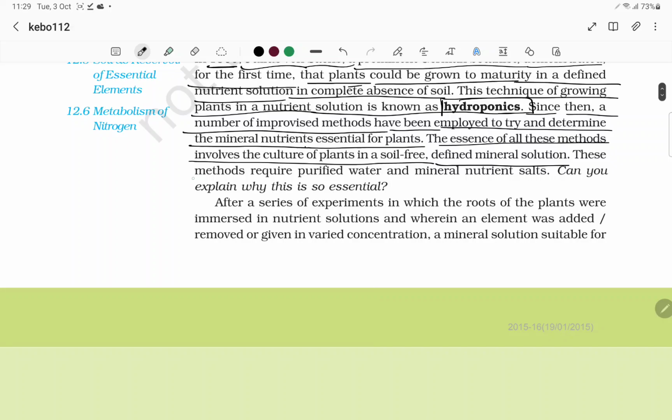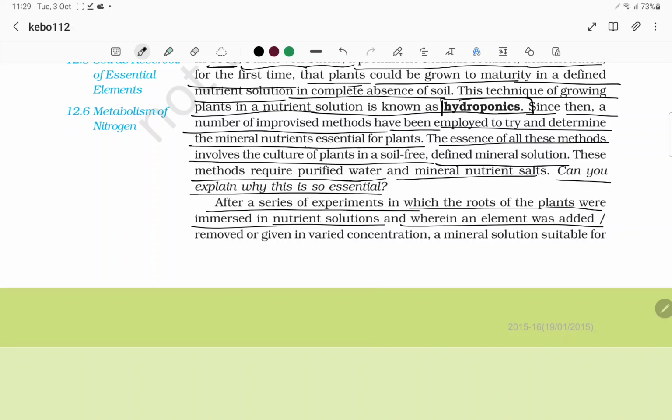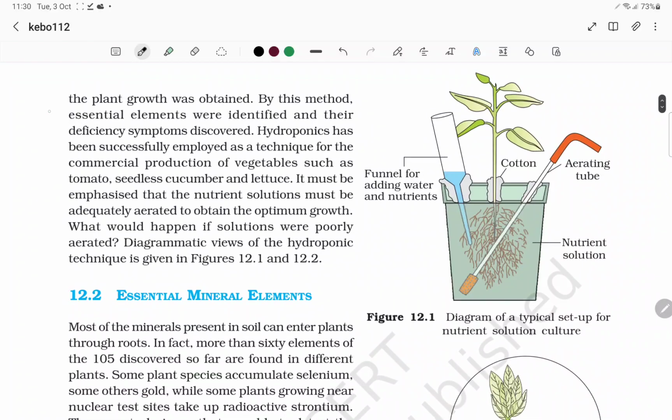The methods require purified water. So what are the things that will be required? Purified water and mineral nutrient salts. Can you explain why this is so essential? After a series of experiments in which the roots of the plants were immersed in nutrient solution, wherein an element was added, removed, or given a varied concentration, a mineral solution suitable for plant growth was obtained. By this method, essential elements were identified.